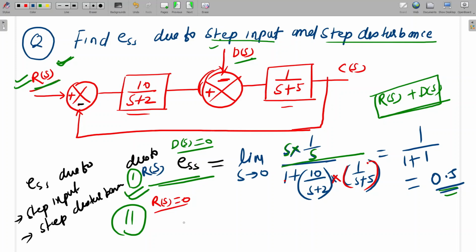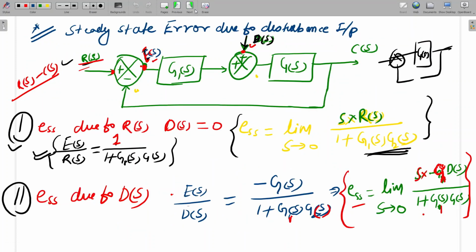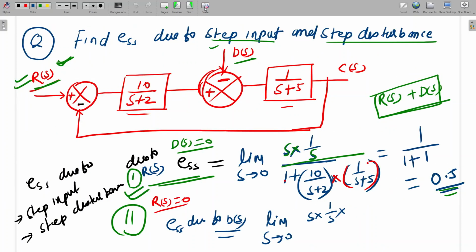Just I will write. So ESS due to D(s), unit disturbance: limit s tends to 0, s into D(s). So D(s) is 1 by s, into what was there? Minus G(s). So minus 1 by s plus 5 divided by 1 plus 10 by s plus 2 into 1 by s plus 5. Is it correct?